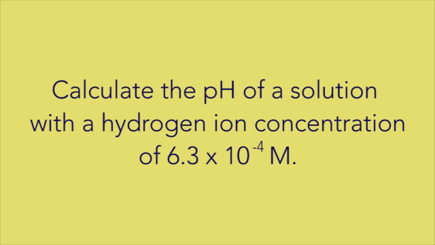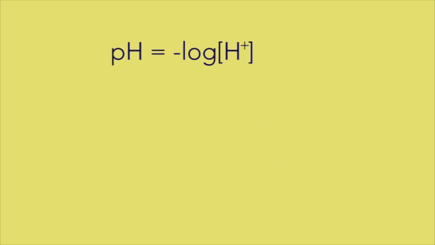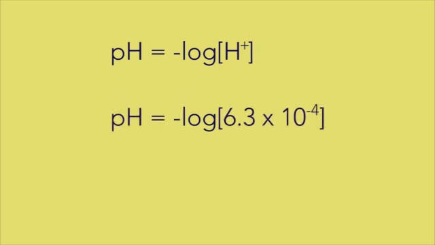Here's an example you might see. Calculate the pH of a solution with a hydrogen ion concentration of 6.3 times 10 to the negative 4 molar. Here's what you do. Put the molarity number in the formula where the H+ goes, then type it all into your calculator. So we're going to put 6.3 times 10 to the negative 4 where the H+ is. All right, so on your calculator, press the log button, then enter 6.3 times 10 to the negative 4. Remember, use the second EE button instead of entering times 10. All right, now close your parentheses and press enter.